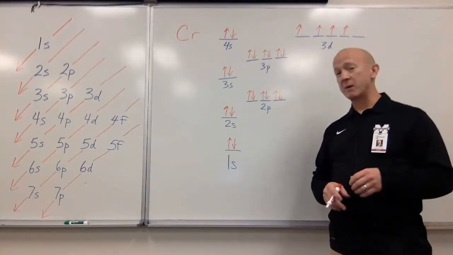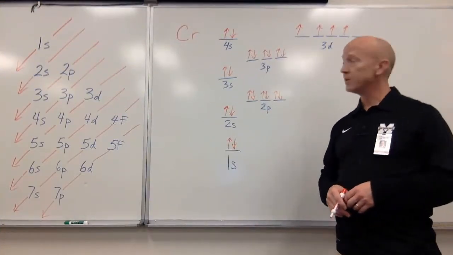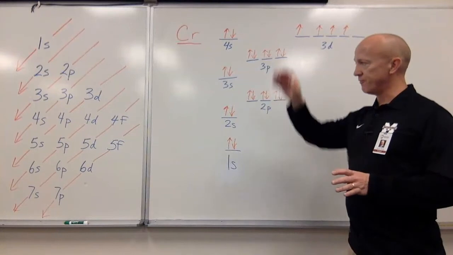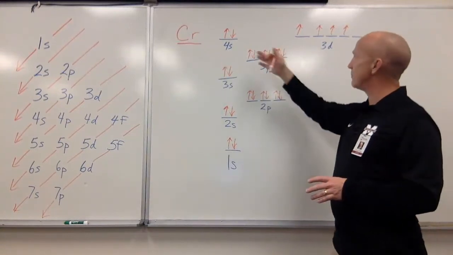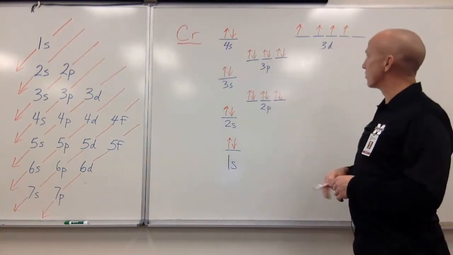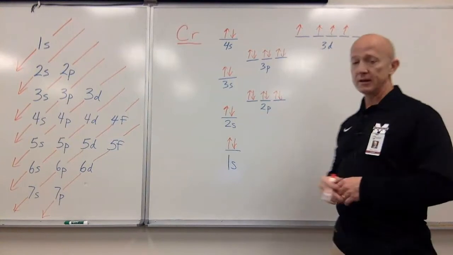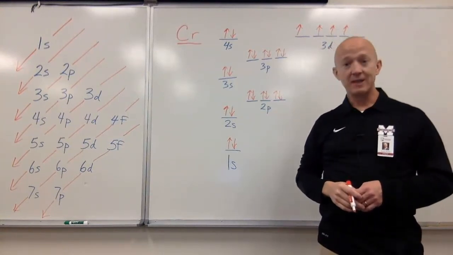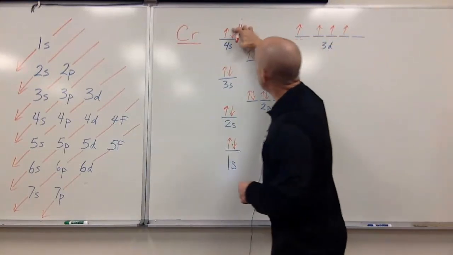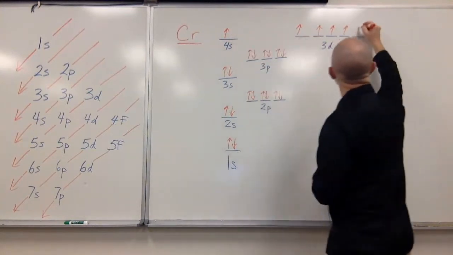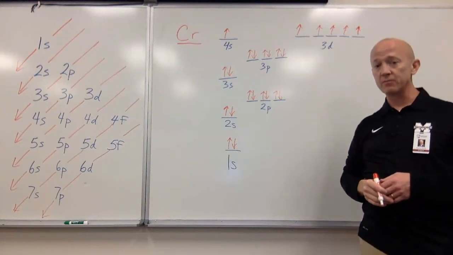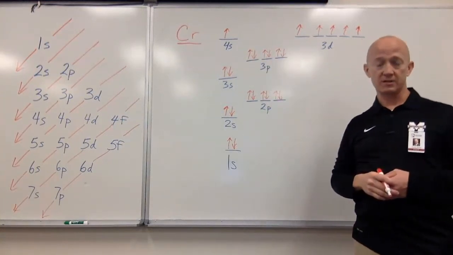I want to show you one of about 20 exceptions to the Aufbau principle. This one is chromium. According to the Aufbau principle, if we follow our arrows and do the right things, we would come up with this orbital diagram, where we have two electrons in the 4s orbital and then four electrons in the 3d sublevel. But that's not what actually happens in the real world. In the real world, we have five electrons in the 3d sublevel and one electron in the 4s sublevel.